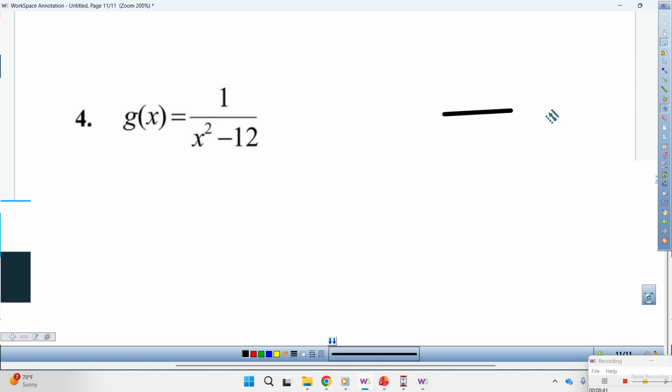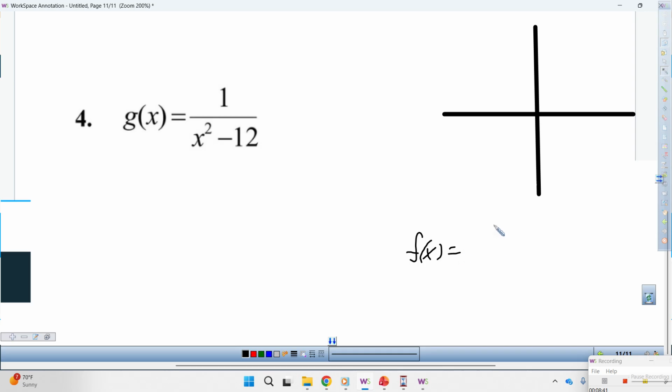All right, so first things first, I'm going to graph f of x. F of x equals 1 over x. You check to see if I have a square. Yes, so I put a square. So we're at 0, 0.